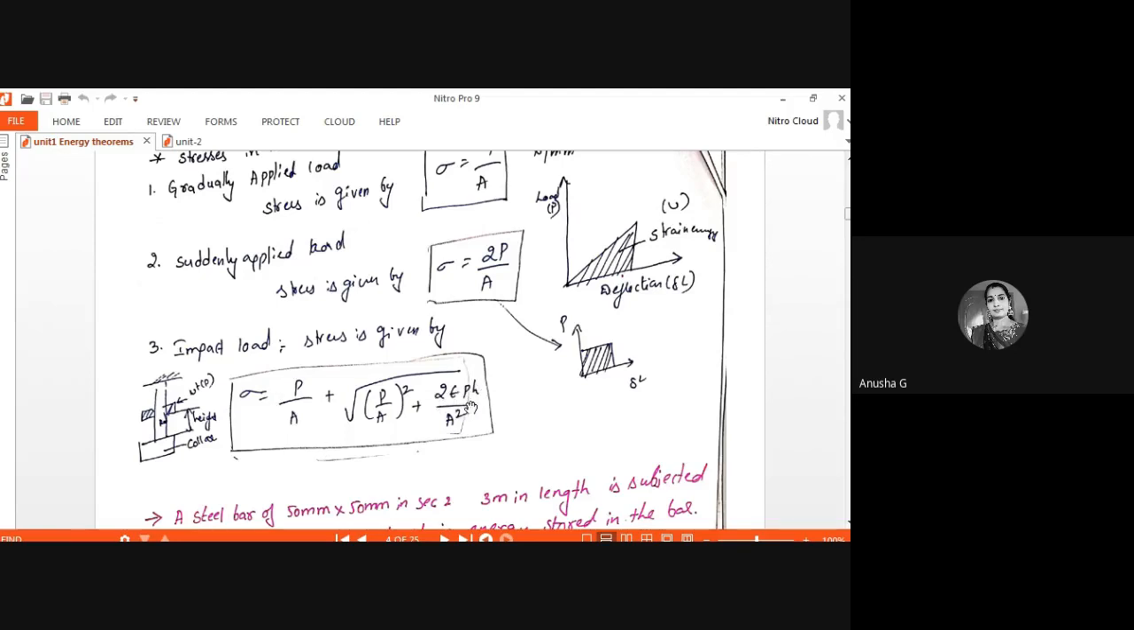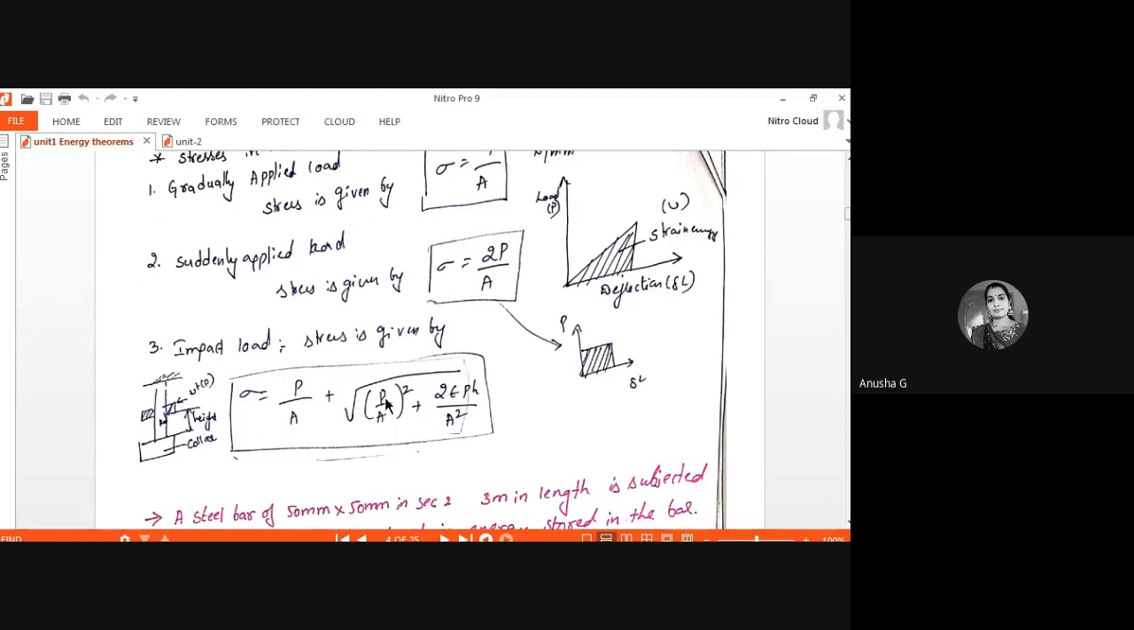Whatever the load that has to be observed. H is the height from collar to the starting point, and A is the area of that particular collar. E is nothing but the modulus of elasticity. This is the impact load.